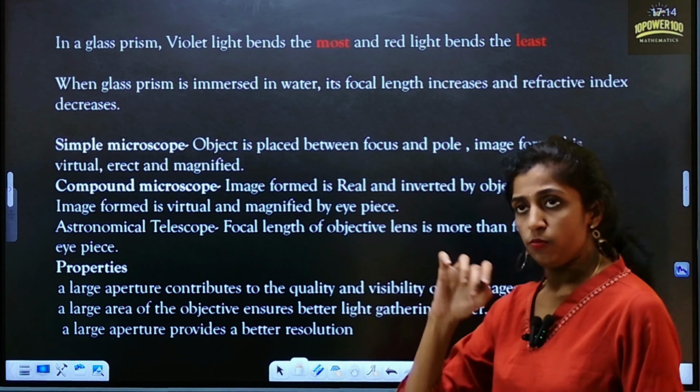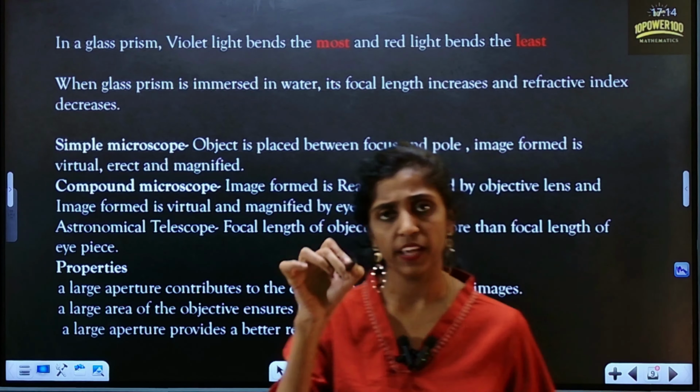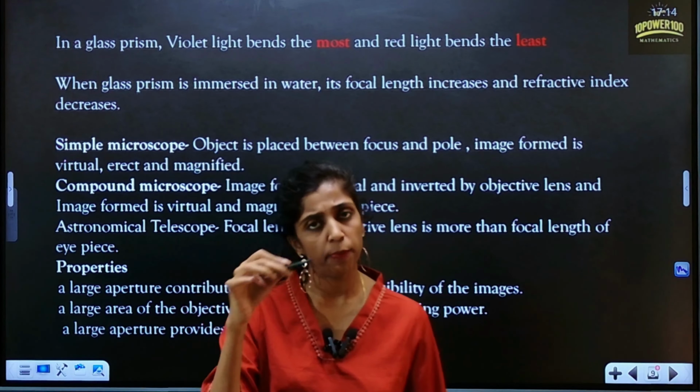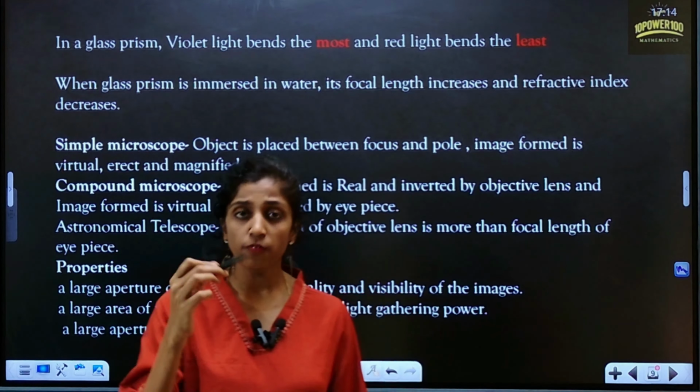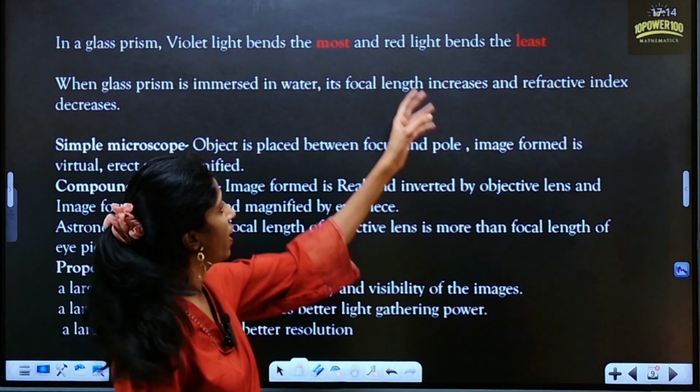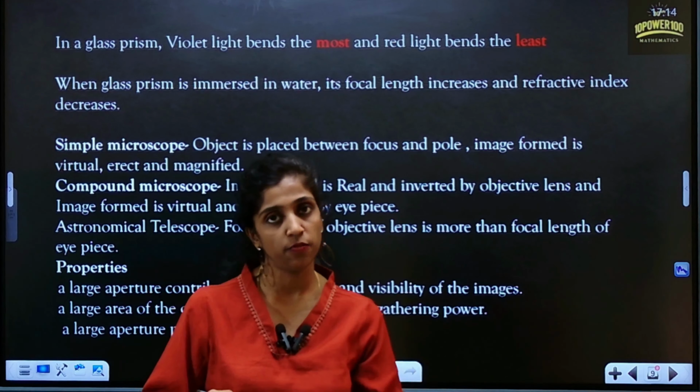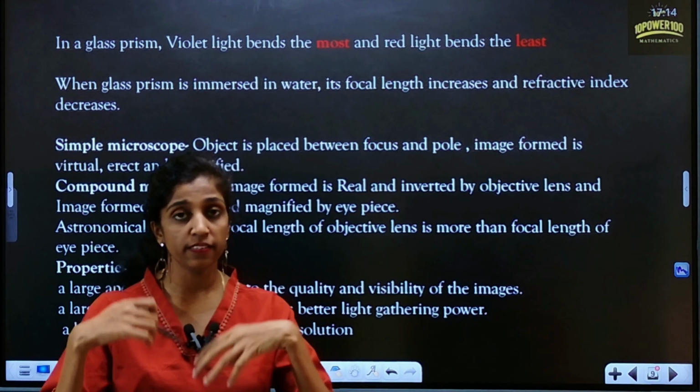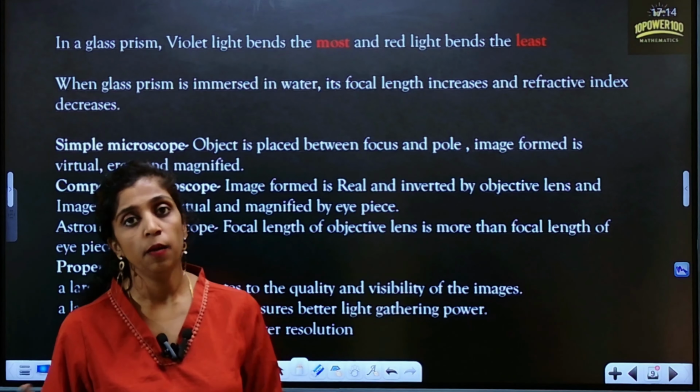Okay, so now, for example, you have taken a prism where light strikes, and what happens? There is a bending of light. So, which light bends the most? That's violet light. Why? Because it has a smaller wavelength. So remember, if the wavelength is less, then the bending is maximum.